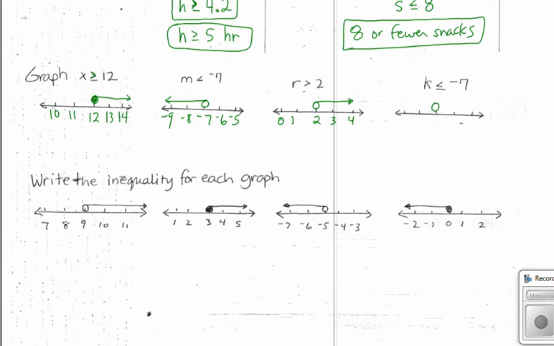Less than or equal to -7. Here's -7. And we want all of the numbers less than -7, including -7, so we fill it in.